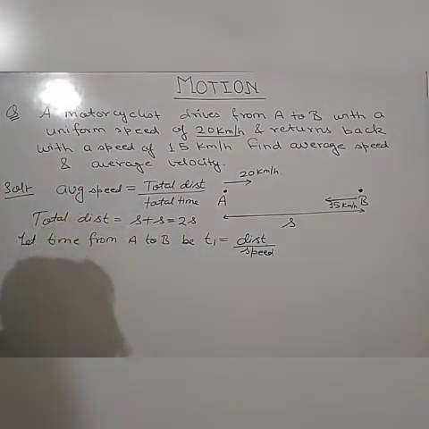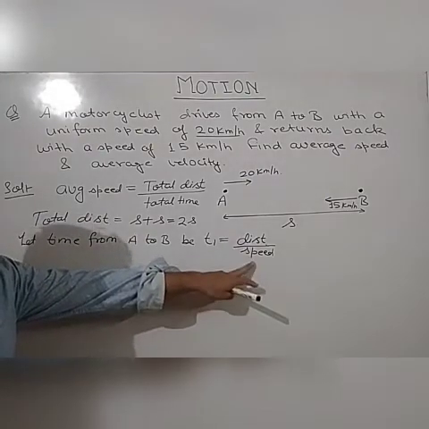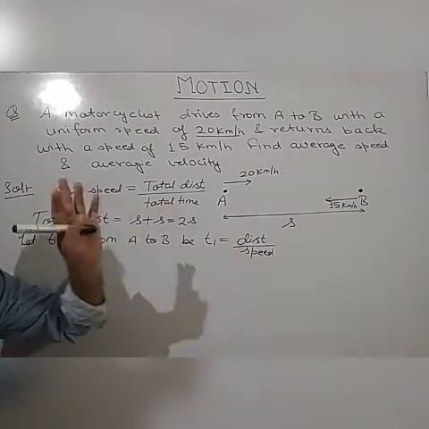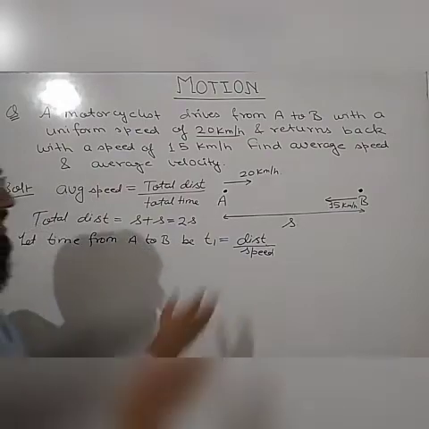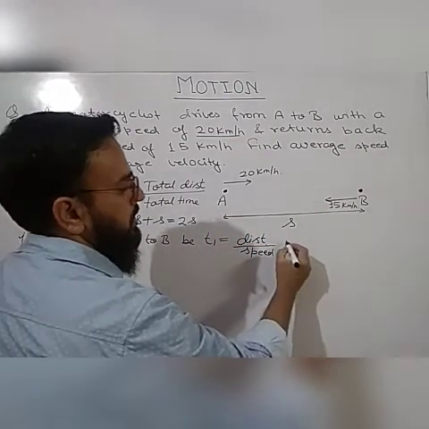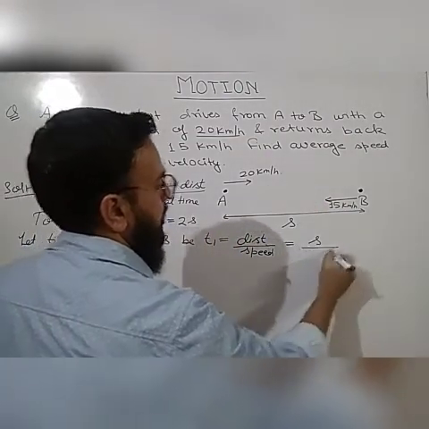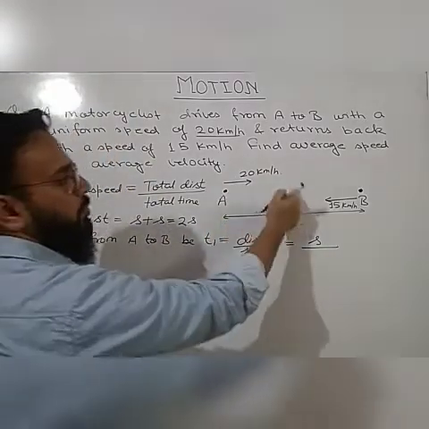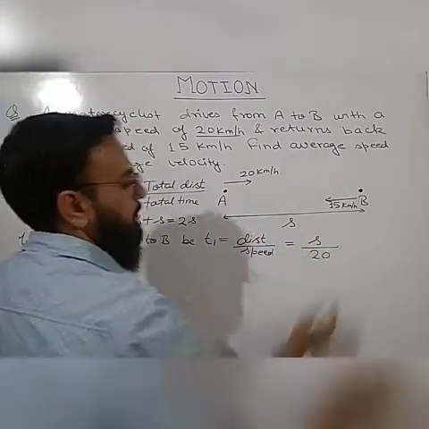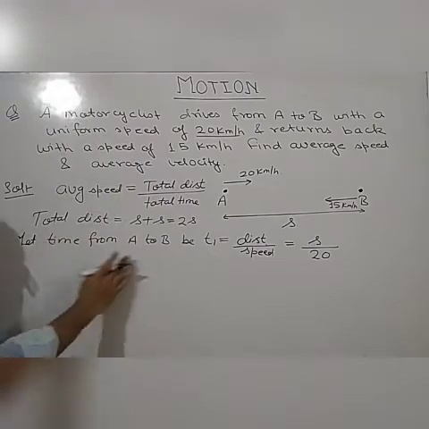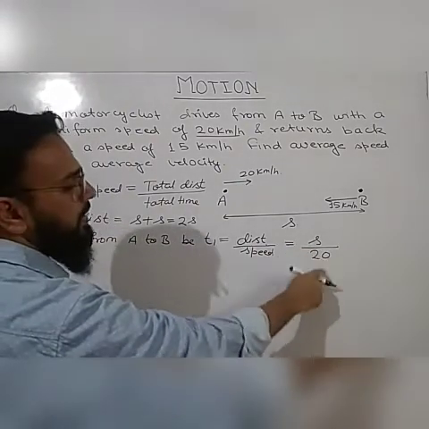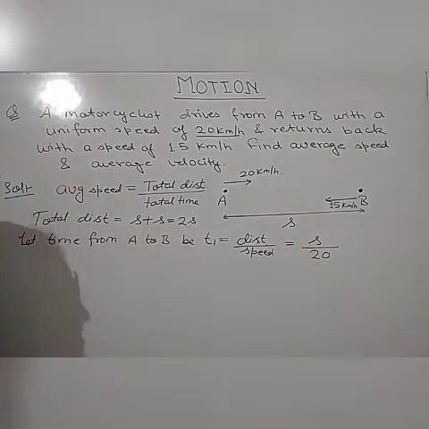As you have studied the formula of speed, speed is equal to distance upon time. So time is equal to distance upon speed. And what is the distance from A to B? This distance is S. What is the speed from A to B? This speed is 20. It means the time taken from A to B, T1, will be equal to S upon 20.